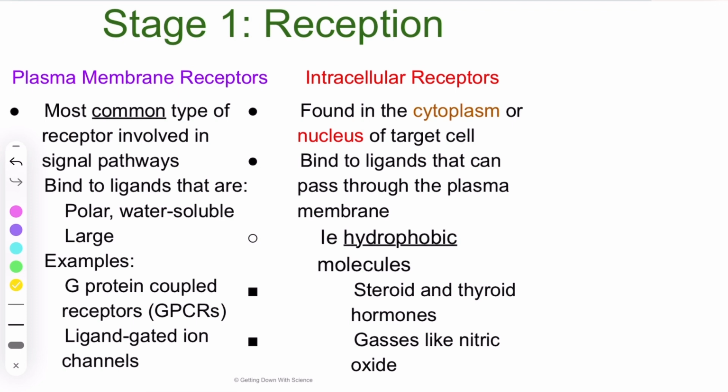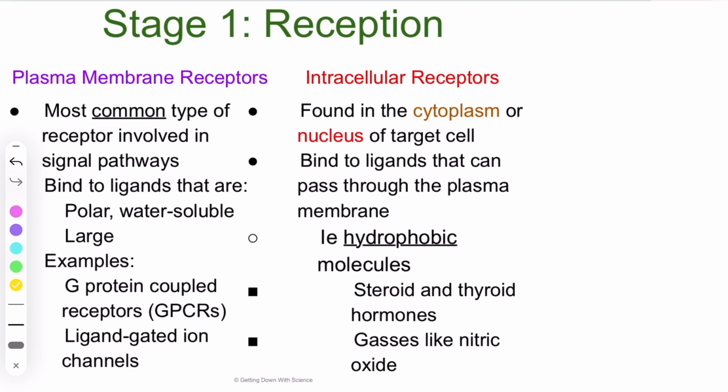Some examples of these plasma membrane receptors are G-protein coupled receptors, shortened to GPCRs. We'll go into more depth with those. And also ligand-gated ion channels, which we will also go in depth on.